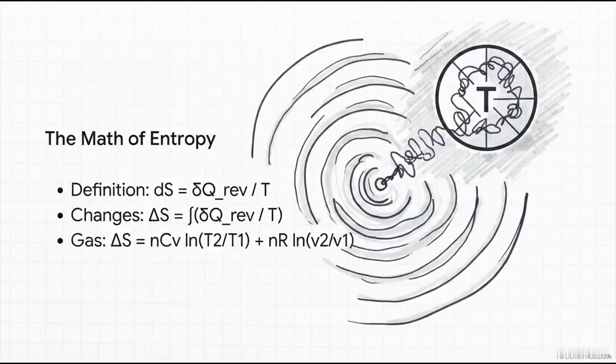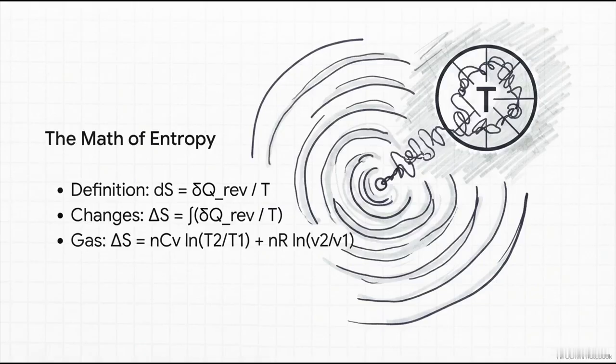Let's look at exactly how we calculate this energy tax. The fundamental definition of a small change in entropy, dS, is the reversible heat transfer, that's delta Q rev, divided by the absolute temperature, T. Now, you might be wondering, why divide by temperature? Well, because adding a little bit of heat to a cold, highly ordered system creates a much bigger spike in randomness than adding that exact same heat to a system that's already incredibly hot and chaotic.